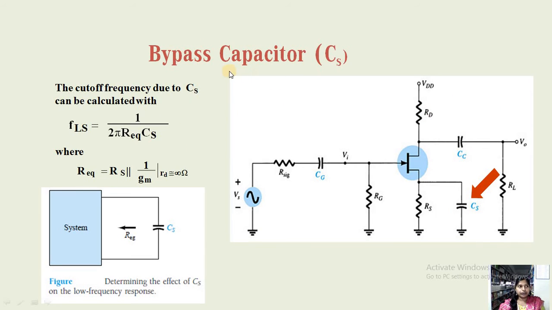Now the effect due to the bypass capacitor CS. Here the cutoff frequency is 1 by 2 pi R equivalent. Looking from the source terminal, the equivalent resistance is R equivalent. Then 1 by 2 pi R equivalent into CS, where this equivalent resistance is RS in parallel with 1 by gm.